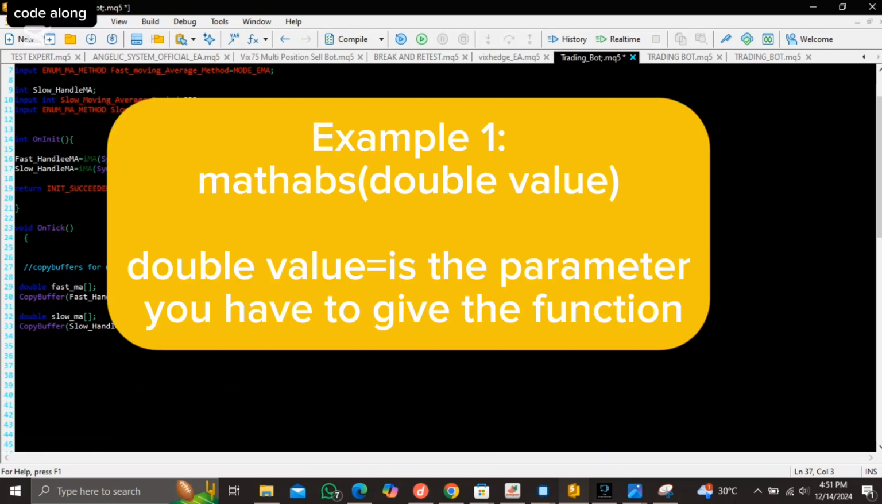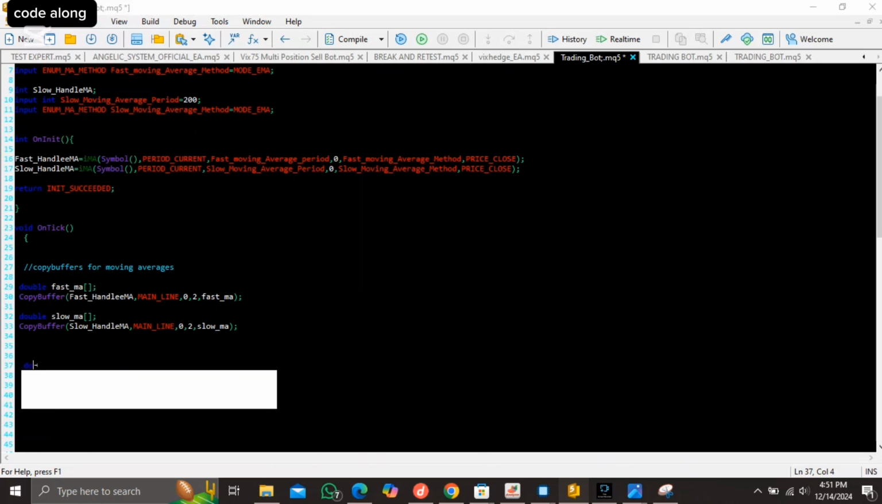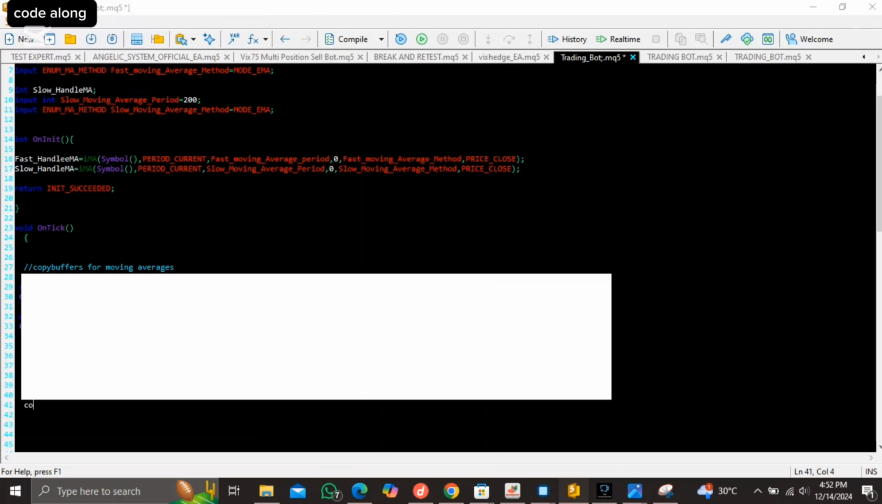Example 1. MathAbs function. The MathAbs function returns the absolute value of a given number. Here's an example of how to use it. double number = -10; double absolute_value = MathAbs(number). In this example, the MathAbs function takes one parameter, number, and returns its absolute value. So the output would be simply 10.